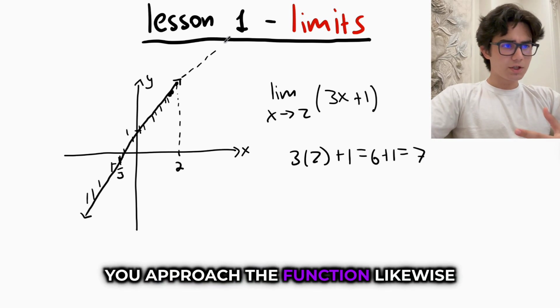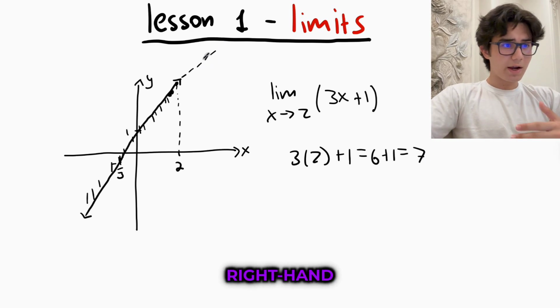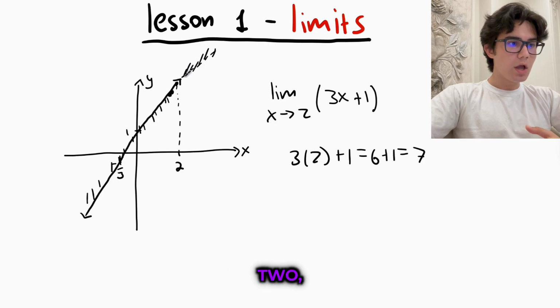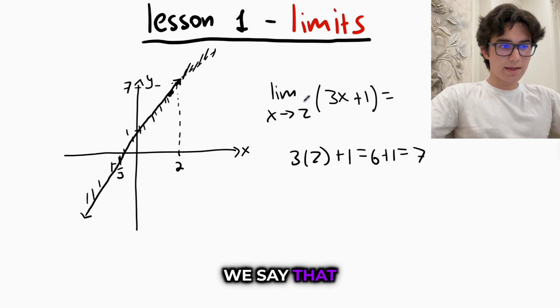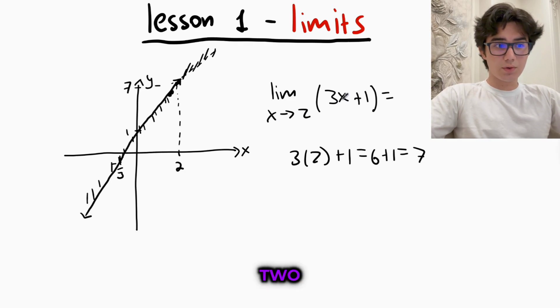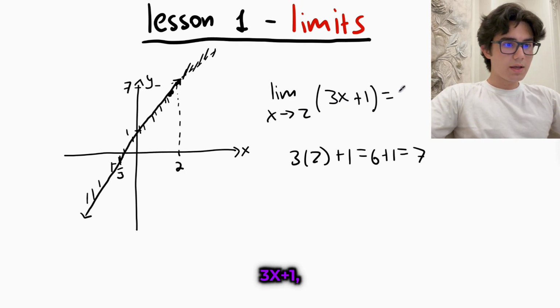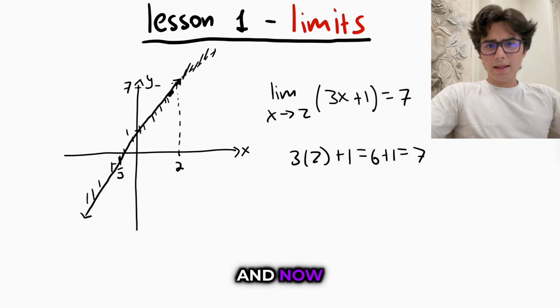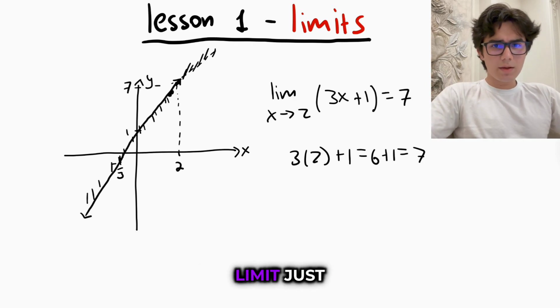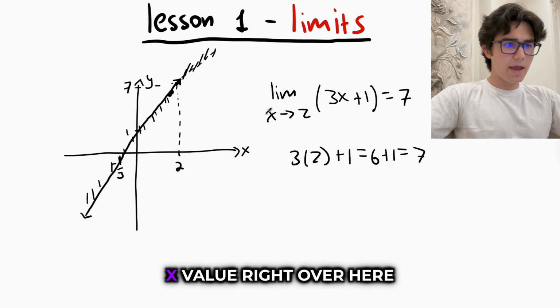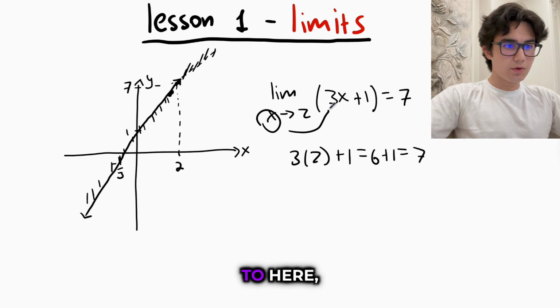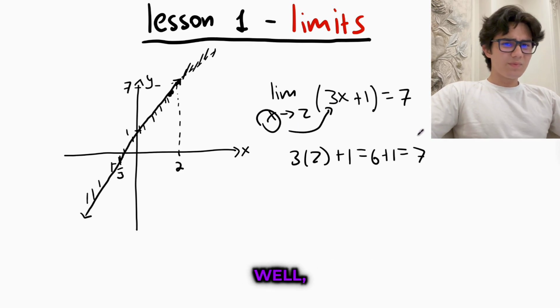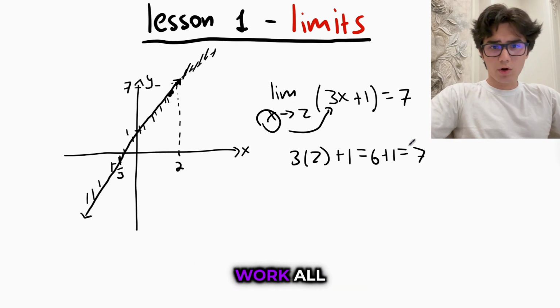If we approach the function likewise from the right-hand side towards 2, we would also approach 7. And hence we say that the limit as x approaches 2 of 3x plus 1 is simply going to be 7. And now we know that we can find the limit just by simply putting in the x value right over here, right? Well, that's not always the case, and it doesn't really work all the time.